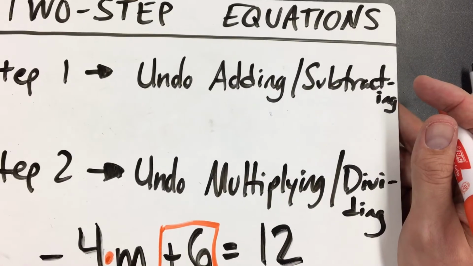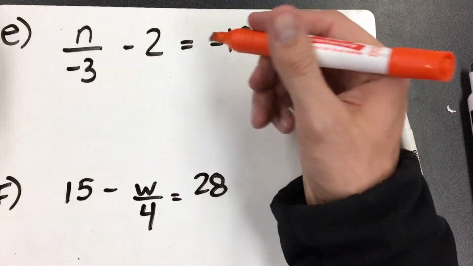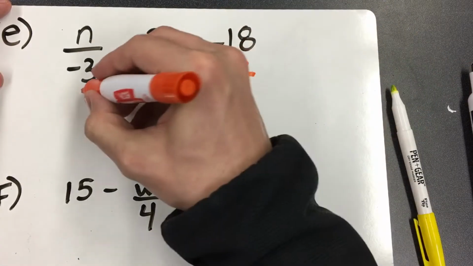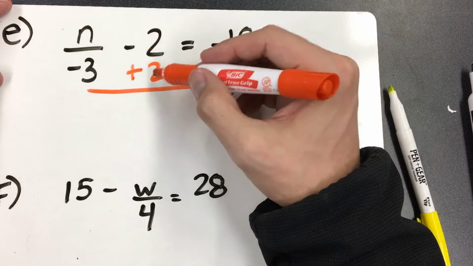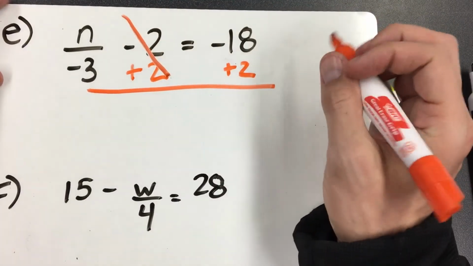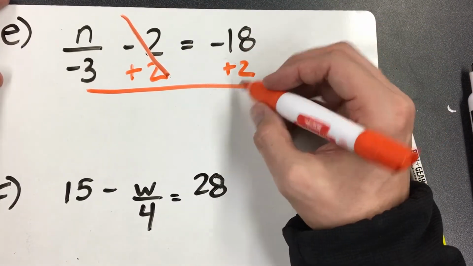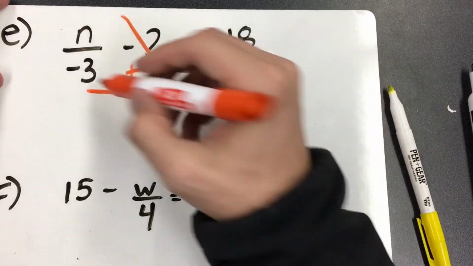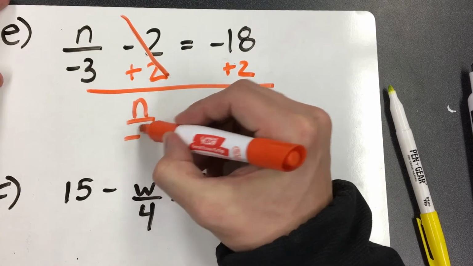Step 1, undo adding and subtracting. So instead of subtracting 2, we want to do adding 2. Okay. Right here, negative 2 and positive 2 equals 0. They cancel out. Those are opposites. Negative 18 plus 2, use your calculator if you're not that confident on that. That is negative 16. And then this, I'm just going to drop it down.